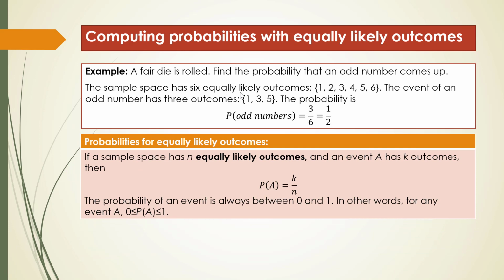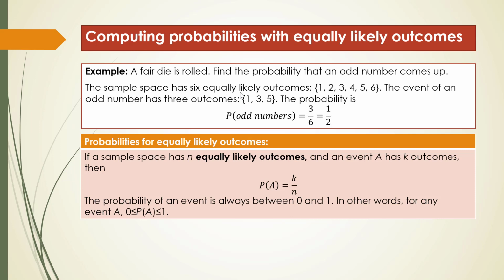In general, if a sample space has n equally likely outcomes and an event A has k outcomes, then the probability of event A is k over n. And the probability of any event is always between 0 and 1.